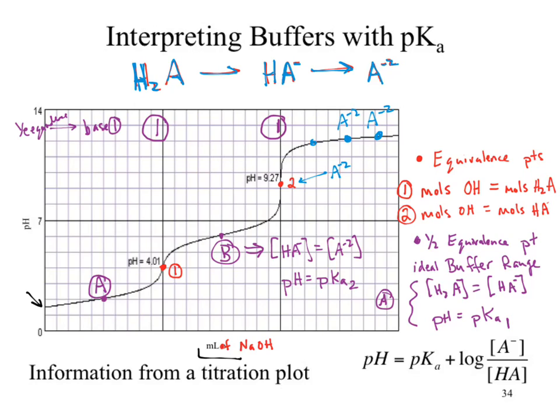So how about the others? The other equivalence point is now all HA minus, but only at that point. What happens if I slide just a hair down? Then you have some H2A. Now I have some H2A. HA minus is going to be in there at a much larger concentration.